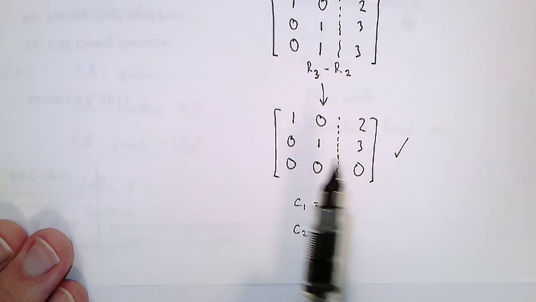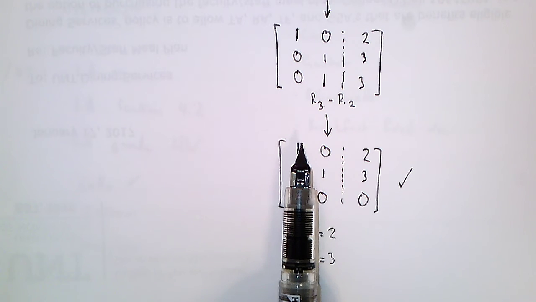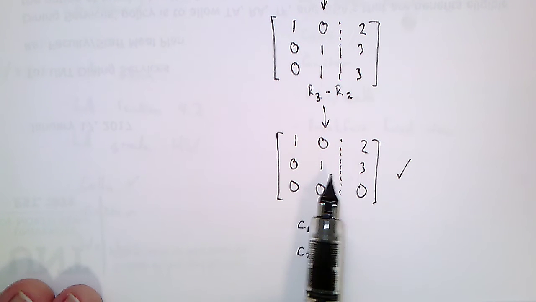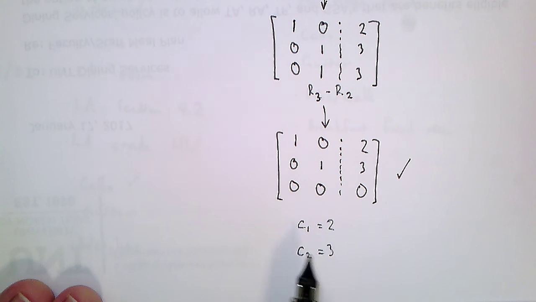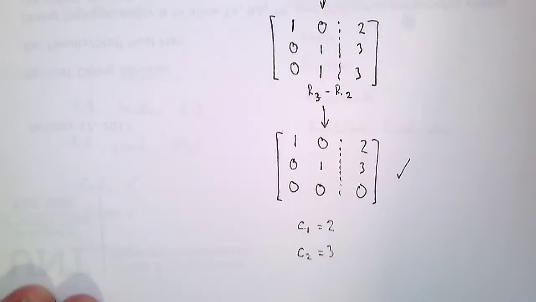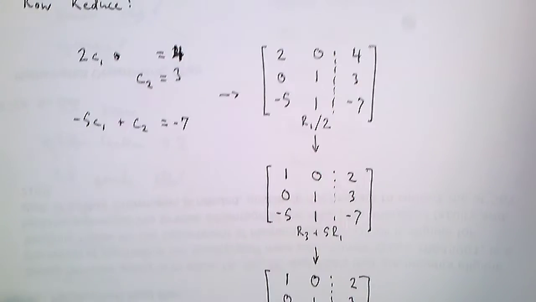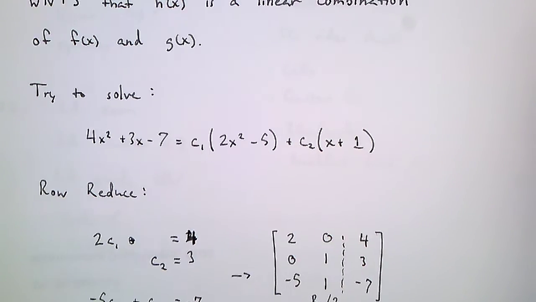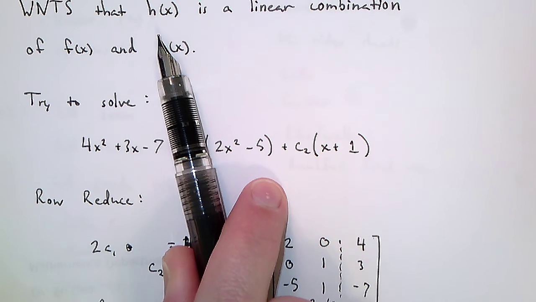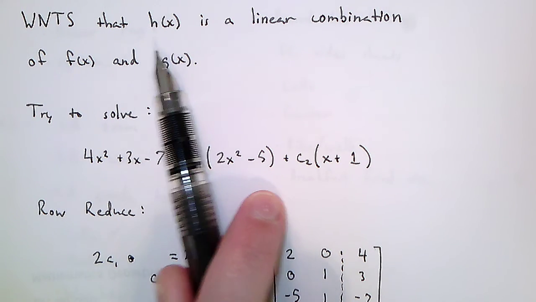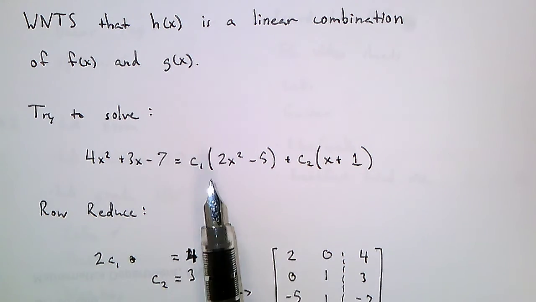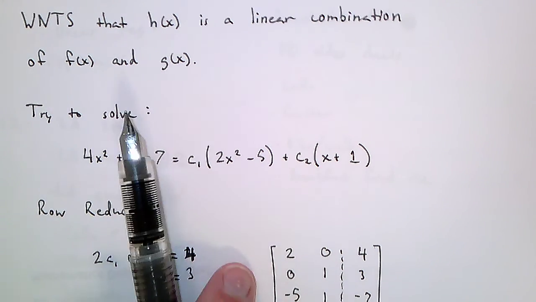And this translates into saying that c1 is equal to 2 and c2 is equal to 3. The solutions are written down here. So going back to the original question, is h a member of the span of these two other vectors? The answer is yes, because it can be written as a linear combination of these two vectors.